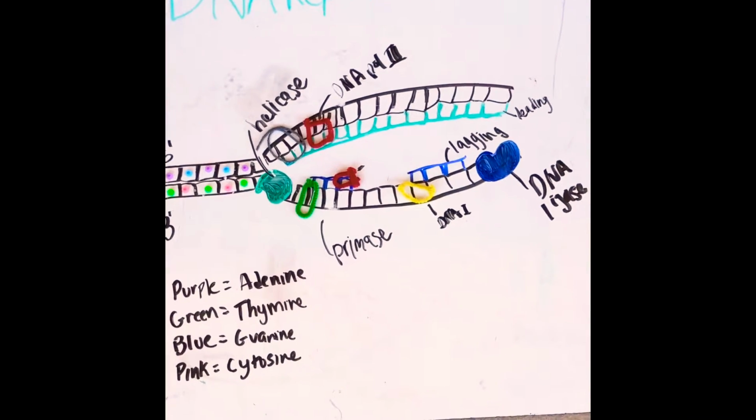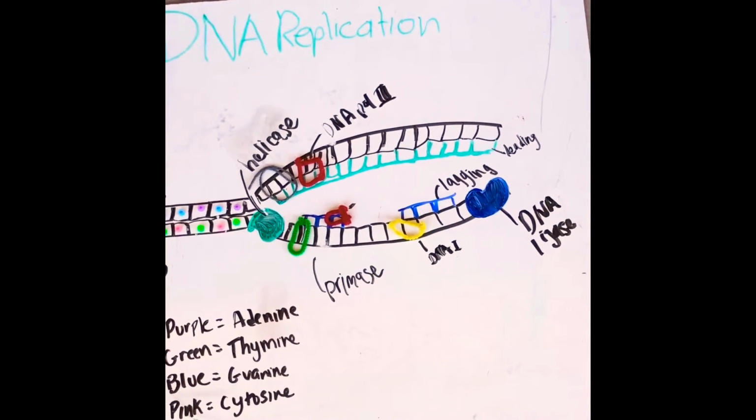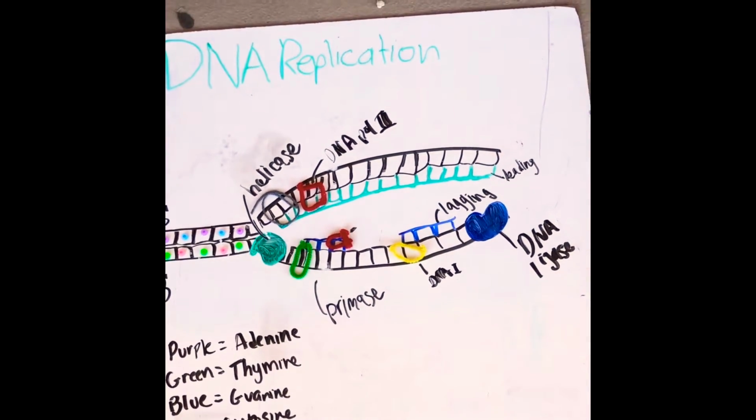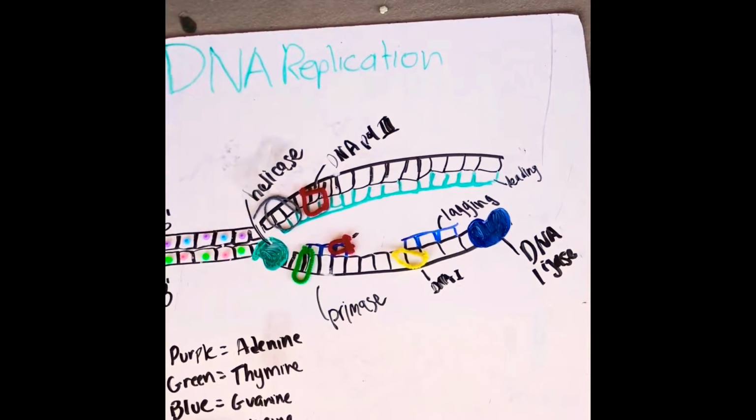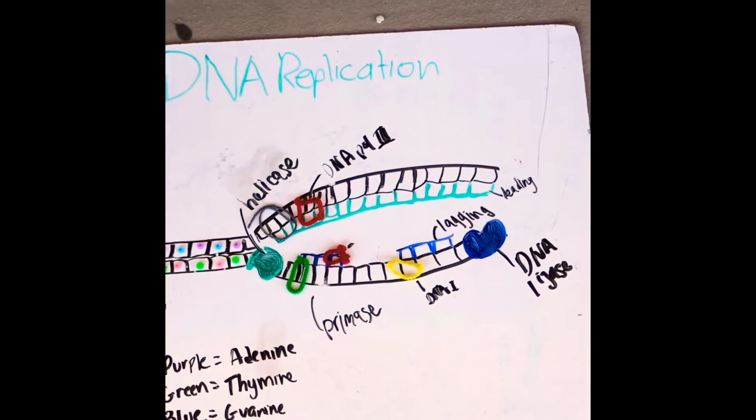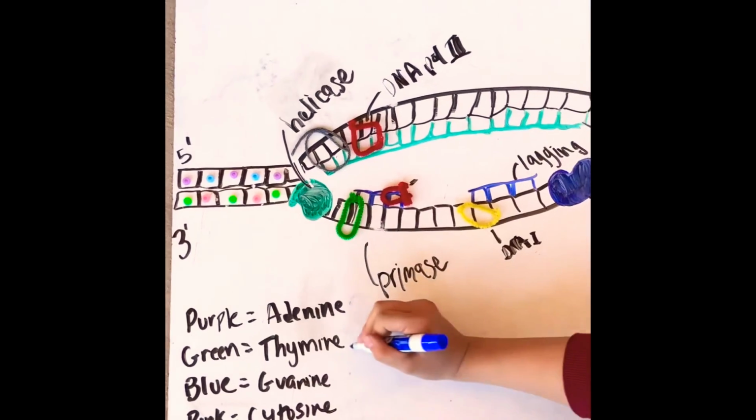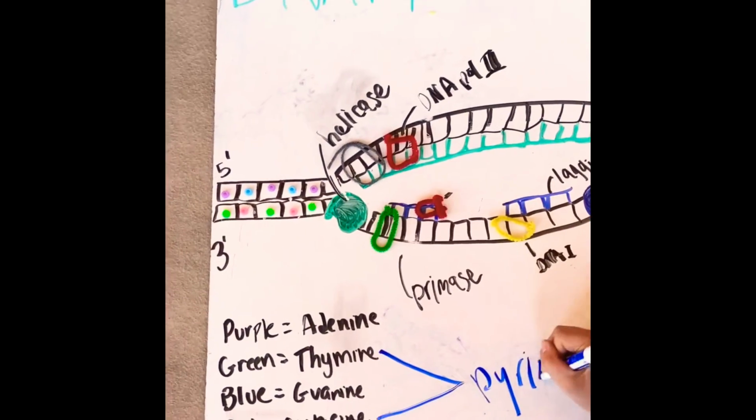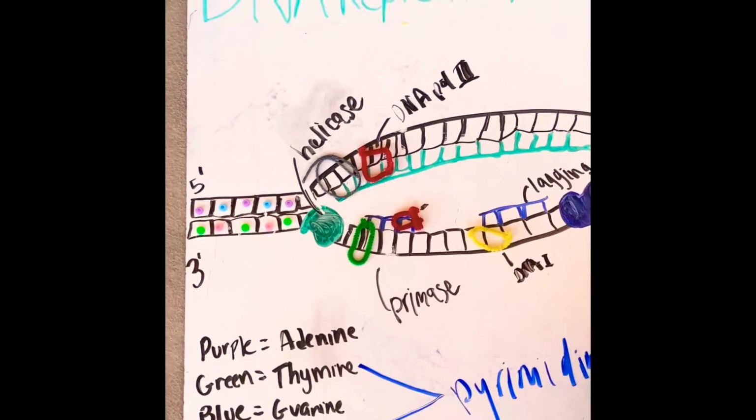DNA is composed of nucleotides, which consist of a backbone made of deoxyribose sugar and a phosphate group, and a nucleotide base. The nucleotide bases include adenine, thymine, guanine, and cytosine. Thymine and cytosine are pyrimidines, and adenine and guanine are purines.